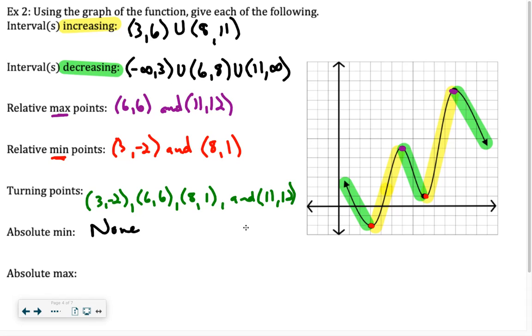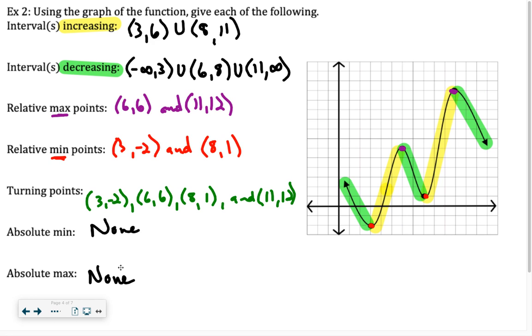Same idea for absolute max. It appears that it would be here. However, this part of the graph is going to continue on forever in this direction. So that tells me there is no absolute max either.